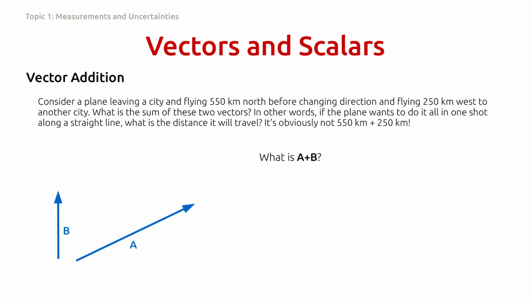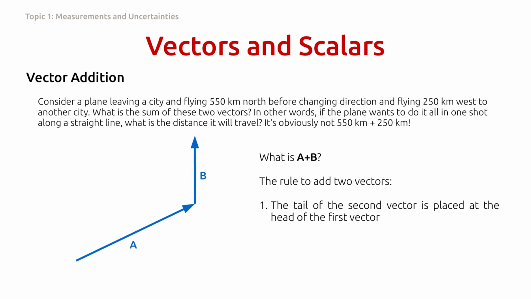Let us now consider another example. Suppose we have these two vectors a and b. In general, they have different magnitude and point in different directions. The question is, what is a plus b? What is the resulting vector when these two vectors are combined?